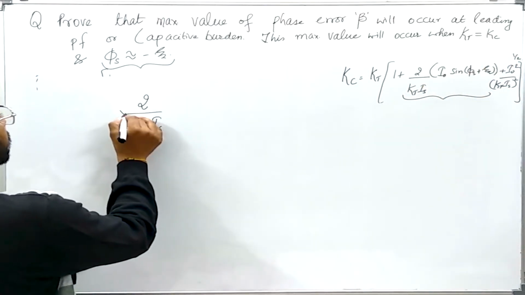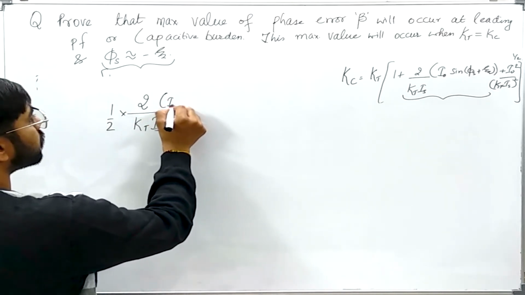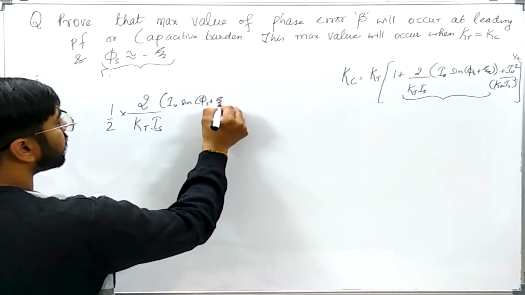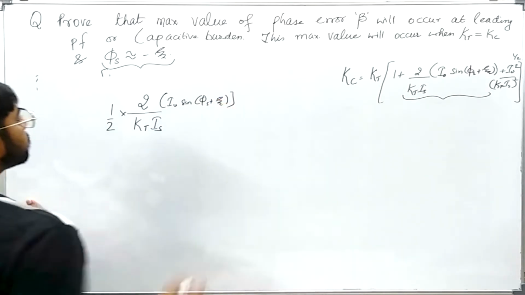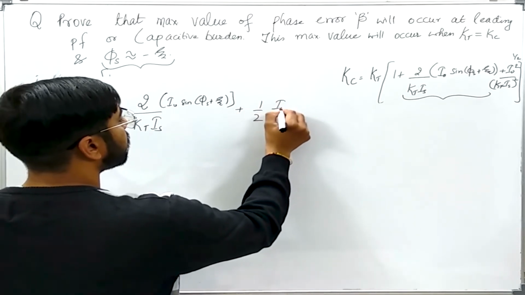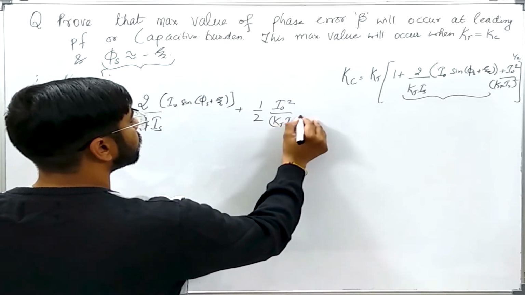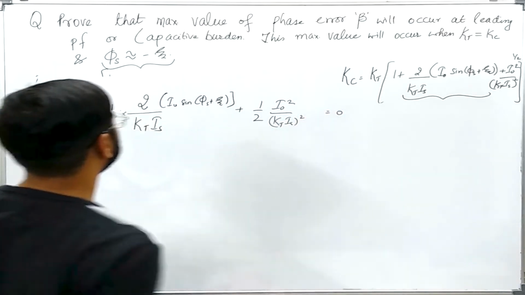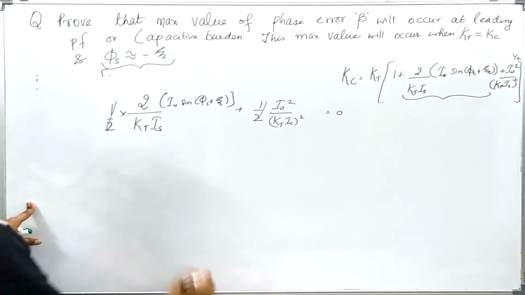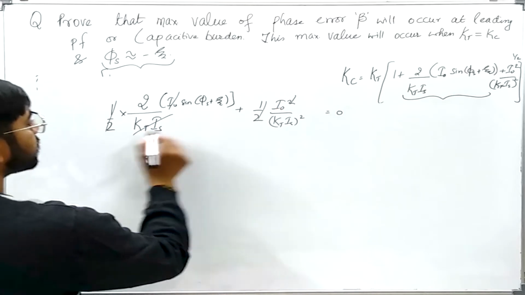2 kt is into 1 by 2 I naught sine phi s plus zeta plus 1 by 2 I naught squared kt is squared, and this should be equal to 0. Okay, this 1 by 2 is common. Now this I naught is common here, kt is common here.